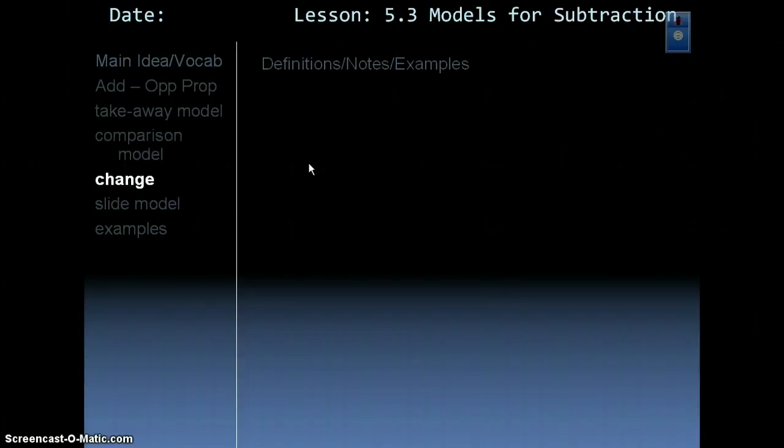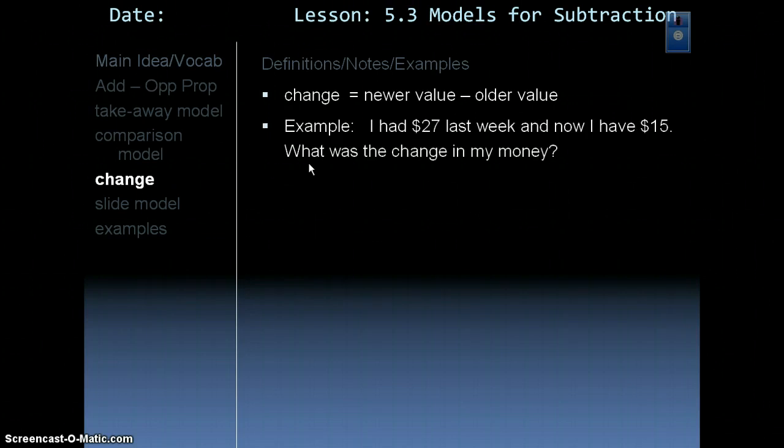Change is calculated by taking a newer value minus an older value. For example, if I had $27 last week and now I have $15, what is the change in my amount of money? The new minus the old. The new amount is the $15, the most current amount, minus the 27, or plus negative 27, giving me a negative $12.